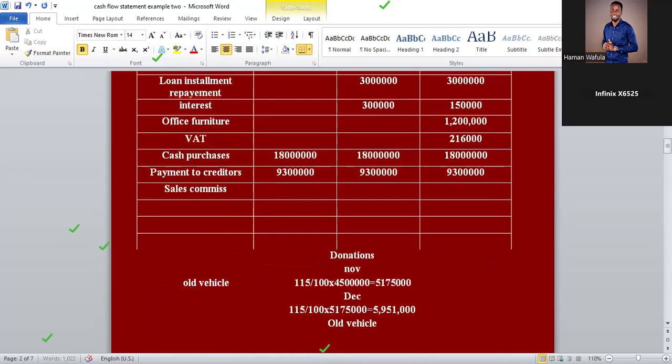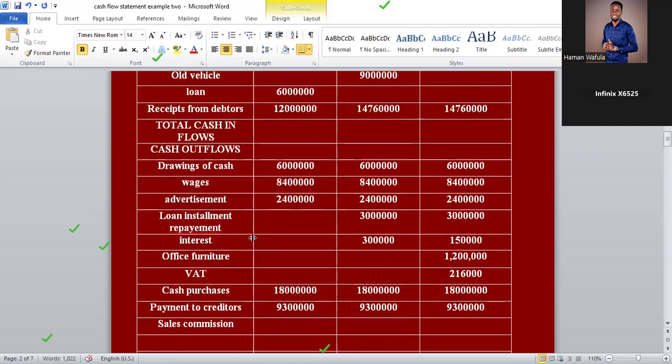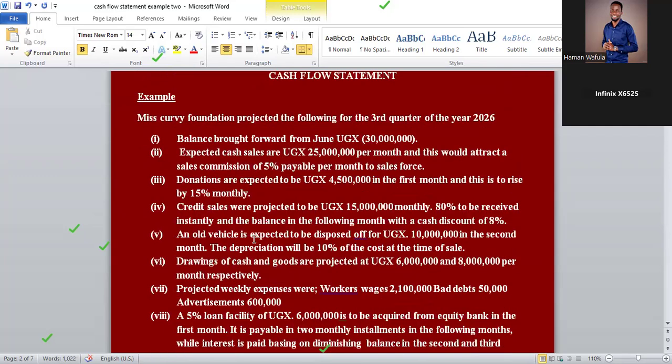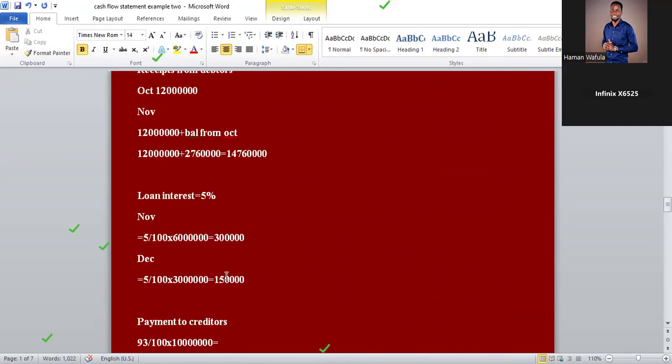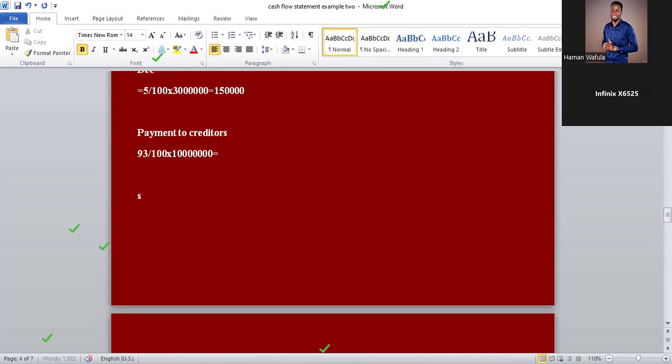Sales commission, but per month. The sales are 25 million. Commission is 5% per month. So let's calculate it down here. Sales commission equals to 5 divided by 100 times 25 million.